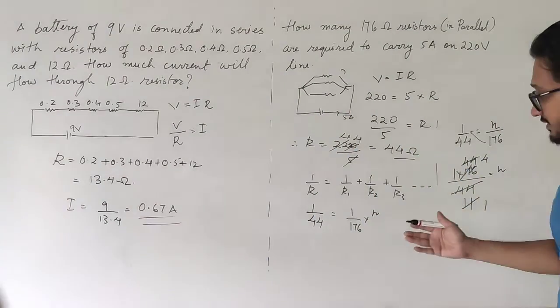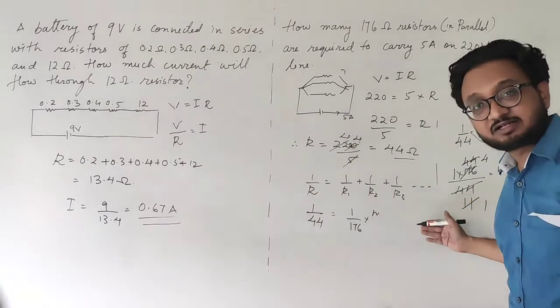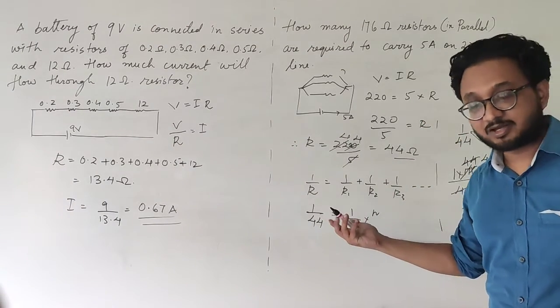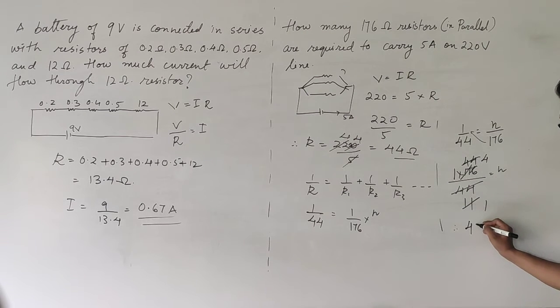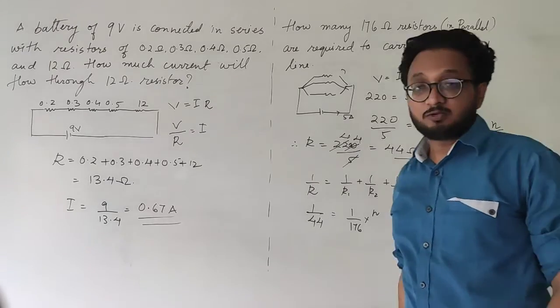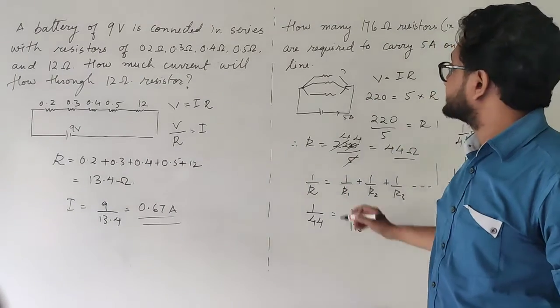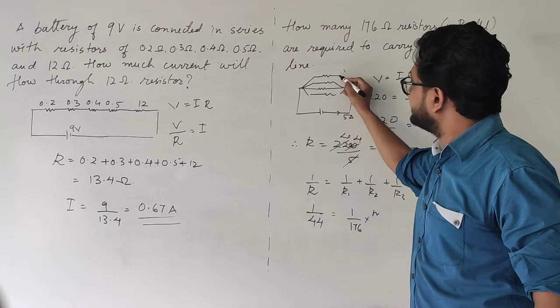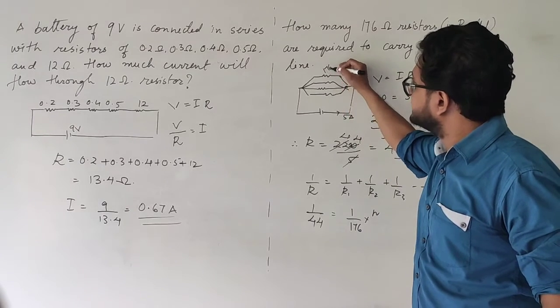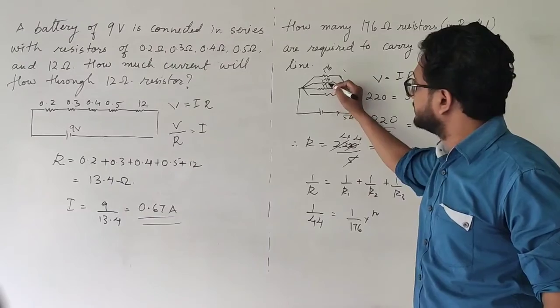Similarly, that is what is happening over here. 1 by 176, n times. So I am simply multiplying it by n. So what I finally got over here is 4 is equal to n. That means I will require 4 resistors of 176 ohms connected in parallel. So they will all be connected in parallel like this, and all will be 176 ohms equal.